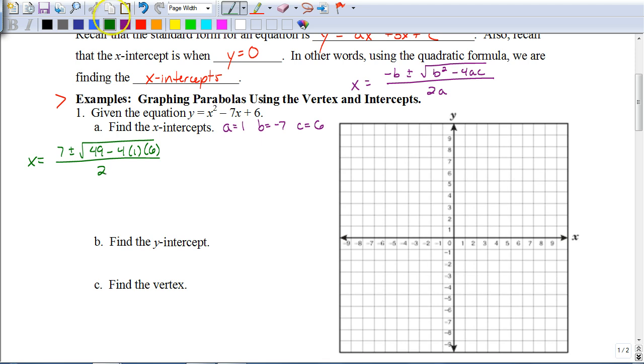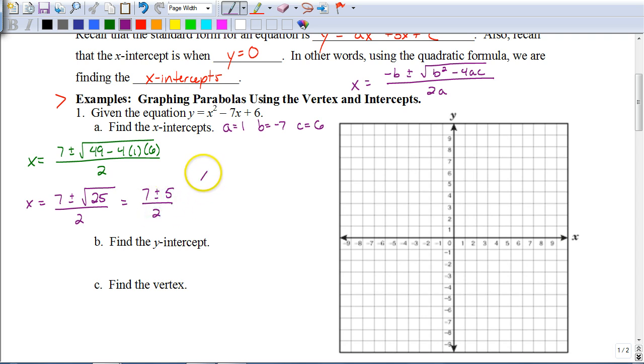Now, to simplify that, remember on your calculators, you want to simplify under the radical first. So 49 minus 4 times 1 times 6. When you do that, it should give you 25. The square root of 25 we can do without our calculator. It's going to be 5, so 7 plus or minus 5, all divided by 2.